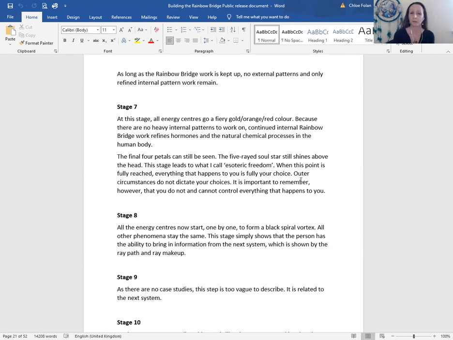I'm just having a look at my notes to see if there's anything else I'd like to share about stage 8. Yes. The other impact of stage 8 is being able to receive impression and receive information that helps with future endeavors.